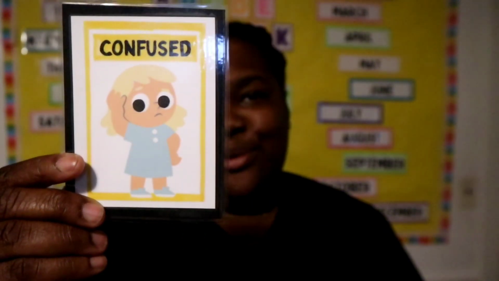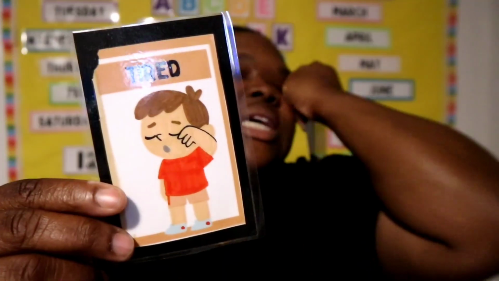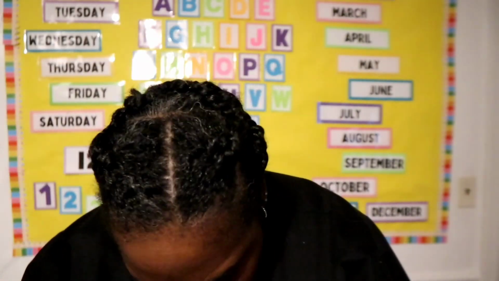Feelings check. How are you feeling today, friends? We have 3 new emotion cards from our emotion deck, and we're going to use these cards to learn some new expressions. First, we have confused. Huh? Confused. And then we have tired. Oh, I'm so tired. And last but not least, we have exhausted. Oh, so exhausted. I can't wait to see what emotions we pull next.